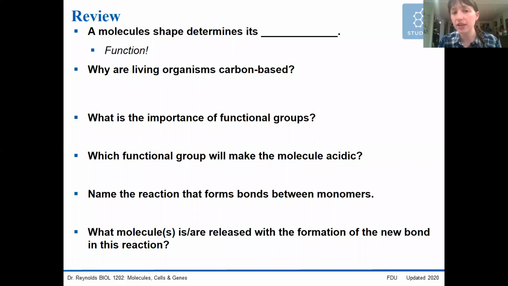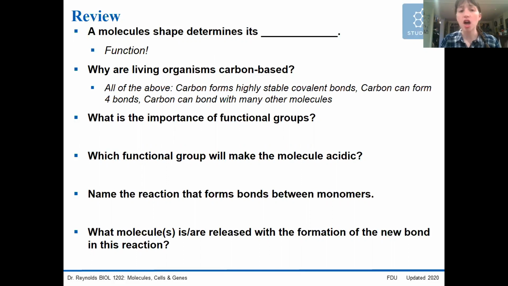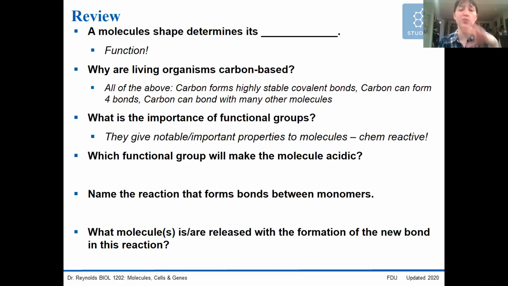Now, why are living organisms carbon-based? It's all of the above. Carbon forms highly stable covalent bonds. It can form 4 of these bonds, and it can form bonds with many other molecules. So this is a diverse component. And these functional groups, when added to the diversity of our carbon backbones, give additional notable and important properties. Plus, they're chemically reactive, which is important for us being able to synthesize larger components.